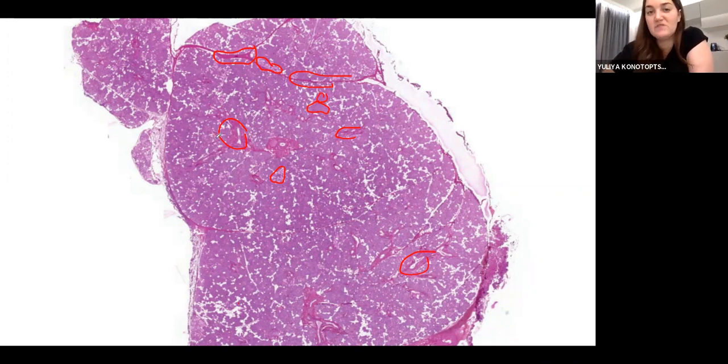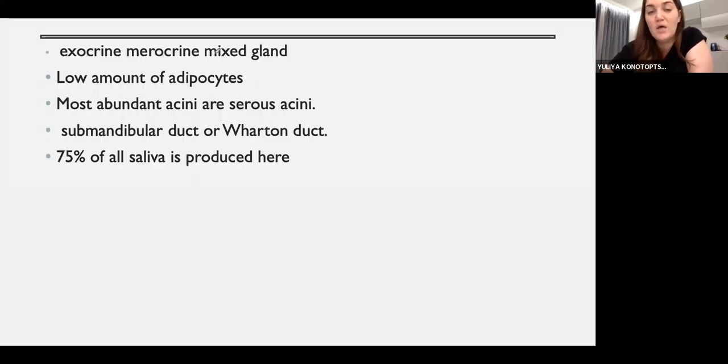So three things again help you to identify submandibular. The amount of septa: it is there, just not as much. Adipocytes: they are there, not as much. And presence of the mucus acini. Okay, so how would you describe a submandibular salivary gland? Full name: exocrine, merocrine, mixed, right? So it is going to be a mixed salivary gland, mixed with the ratio towards serous. So the most abundant is going to be the serous. Wharton's, 75%, we talked about it.